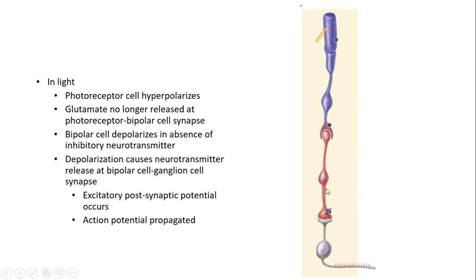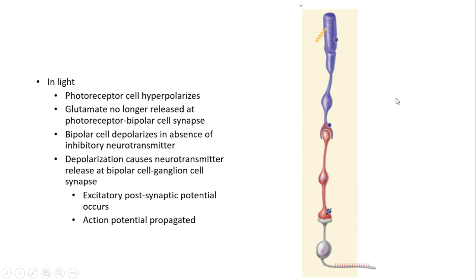Well, what happens with the bipolar cell is now, instead of becoming hyperpolarized, with the lack of this inhibitory glutamate, it actually becomes the opposite. It becomes depolarized in the absence of the inhibitory glutamate. So if it becomes depolarized, then it will be able to open its channels at the end. The calcium can come in, causing the release of its neurotransmitters, which will cause the excitatory postsynaptic potential in the ganglion cell.